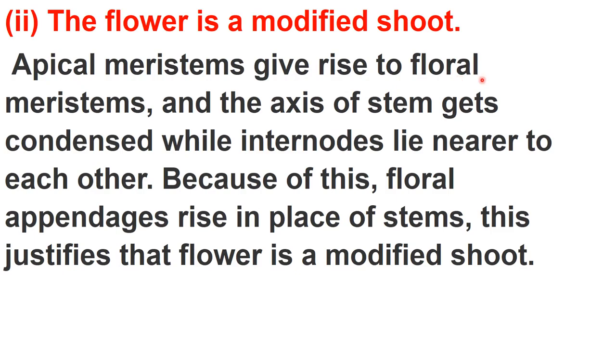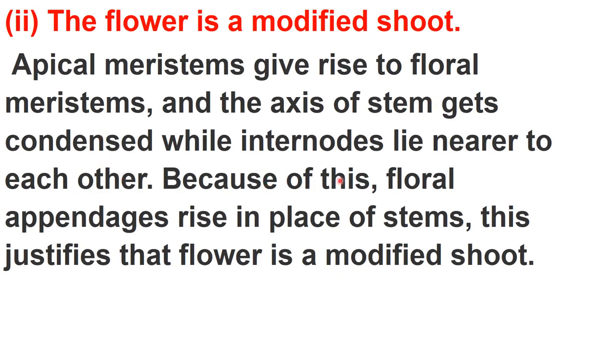How is that floral meristem formed from the apical meristem? The excess of the stem gets condensed. Condensed means here the cells lie close to each other, while internodes lie nearer to each other. Okay, so this is the difference here. Whenever any stem part gives rise to a floral meristem, at that time what happens? Internodes lie nearer to each other. You know, nodes and internodes are present on the stem. So here the internodes come closer to each other. Okay, and at that point the apical meristem converts into a floral meristem.